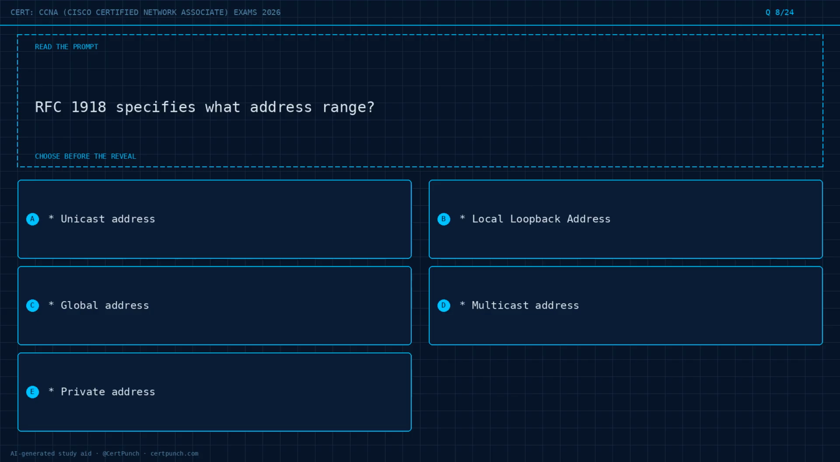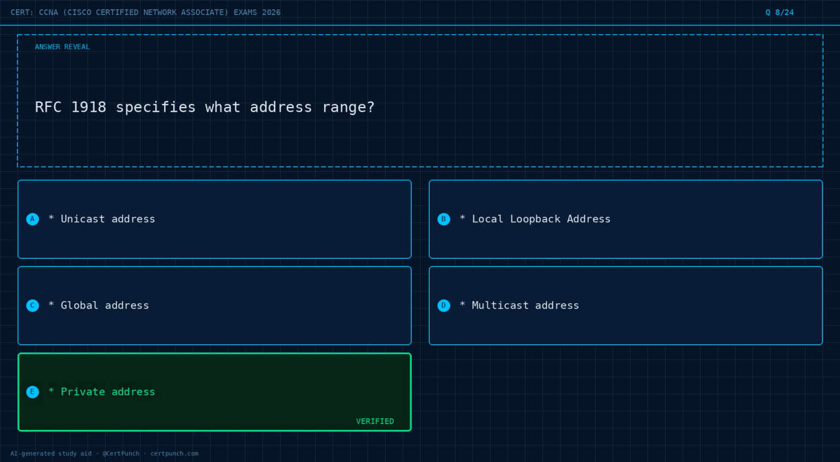Question 8 of 24. RFC 1918 specifies what address range? Option A, unicast address. Option B, local loopback address. Option C, global address. Option D, multicast address. Option E, private address. Make the call before the reveal. Hold the line on it.